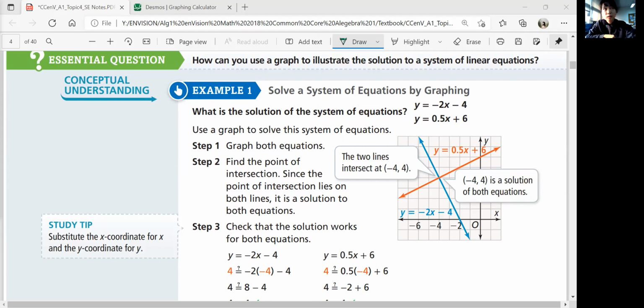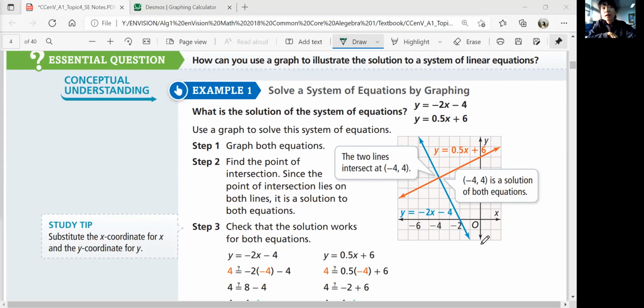Okay, we have y equals negative 2x minus 4, y equals 0.5x plus 6. If you graph them, one is a positive slope, so the second one is red, and one is a negative slope. The first one is the blue line, and they intersect at one point. And using the graph, they intersect at exactly (-4, 4).